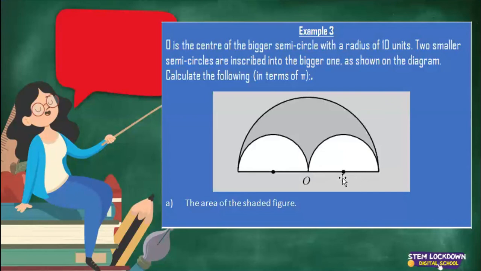Because the radius of the big circle is 10, that means from the center to the circumference is 10. Since the radius is also half of the diameter, this radius of the big circle is the diameter of the small semicircle. Therefore, the radius of the small semicircle will be half of 10, which is 5. With that, you can find the area of the small semicircle, multiply by 2, and then subtract it from the area of the big semicircle.